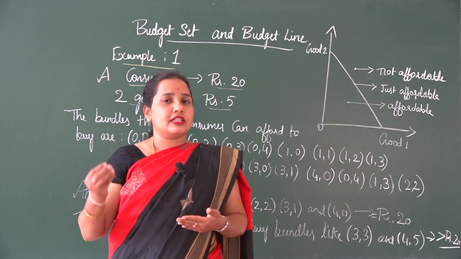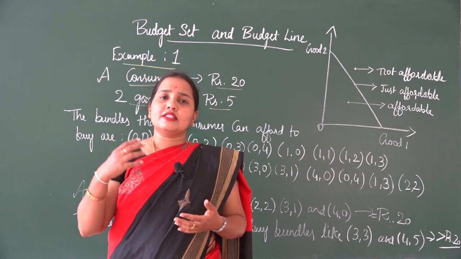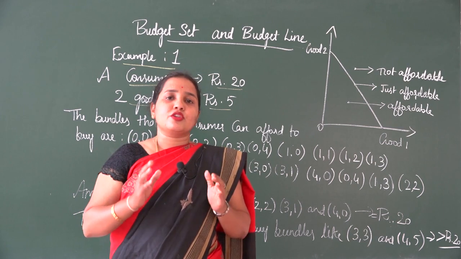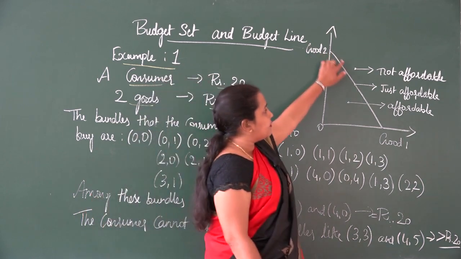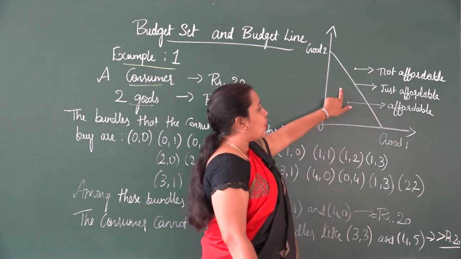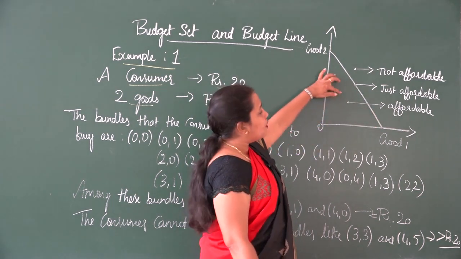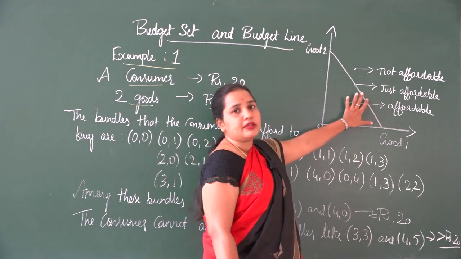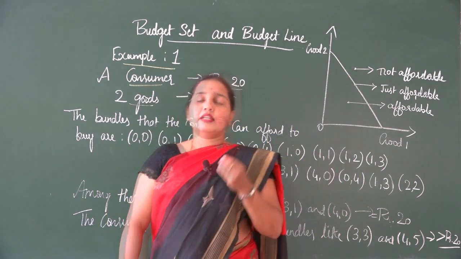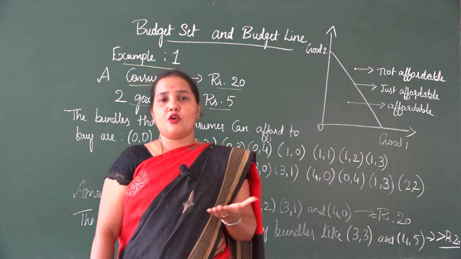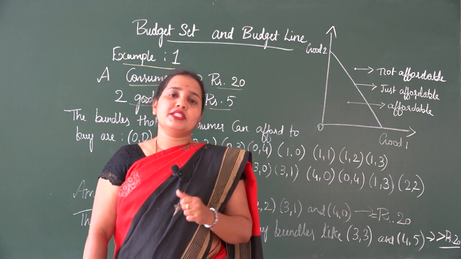And what is the budget line, student? The budget line consists of all the bundles which cost exactly equal to his income. This line itself is the budget line. Any combination which you can see within the line or on the line becomes the budget set. So, I believe this example has given a clear understanding of budget set and budget line.